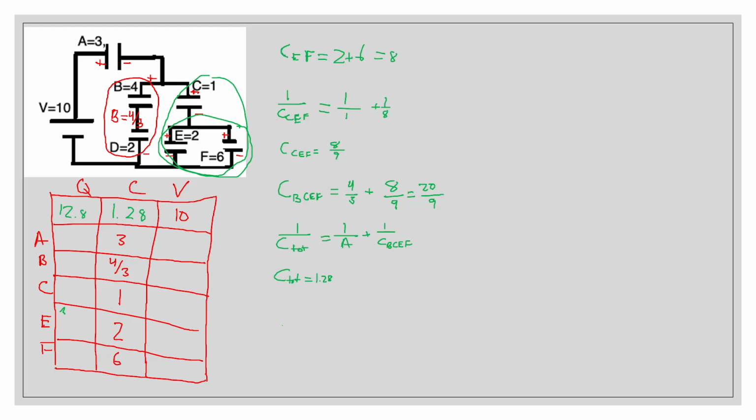So we had C total, and we found Q total equals 12.8. If we look at the circuit again, everything from the battery is going to go through A. So Q total gives us QA equals 12.8.